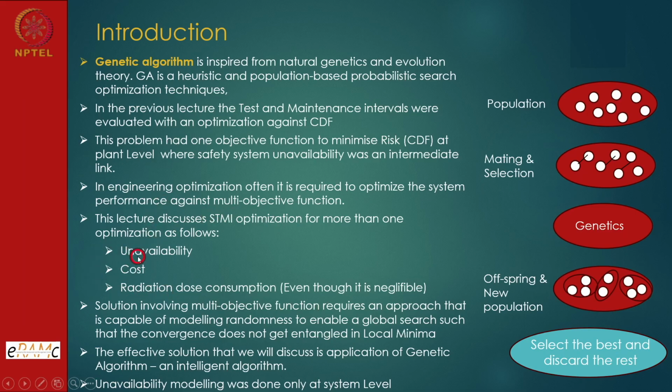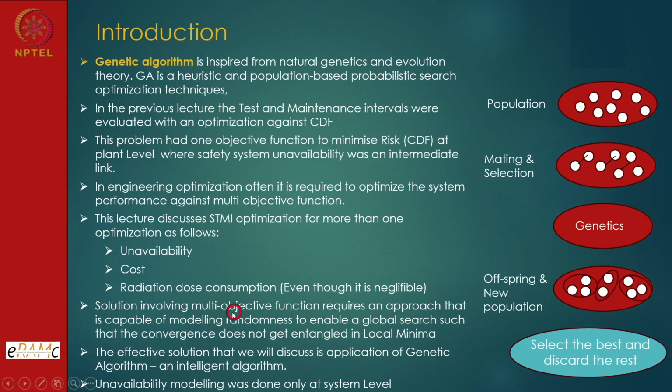So what are the objective functions here? Radiation dose, even though it is negligible, is one of them. So how can it be optimized? Earlier unavailability was the function that we saw, and then finally we translated it into core damage and all. That was an open option.